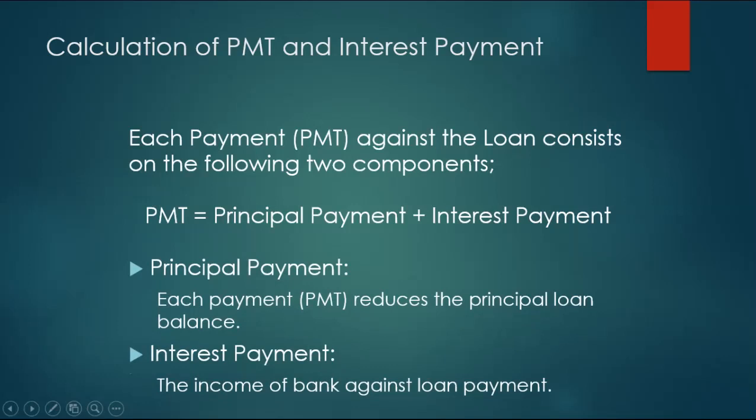So this is the basic thing which is required to understand: in PMT there are two components which we actually pay to the bank. First is the loan repayment, which means each payment reduces the principal loan balance. And the second thing is the interest payment, the income of the bank against the loan payment.